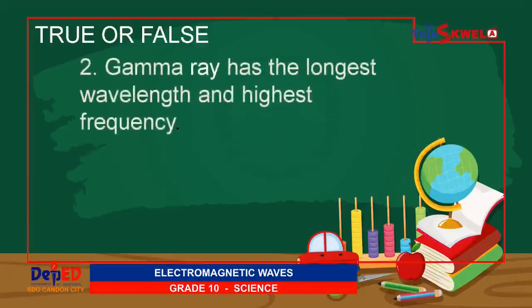Number 2. Gamma ray has the longest wavelength and highest frequency. And the answer is false. Gamma ray has the shortest wavelength.